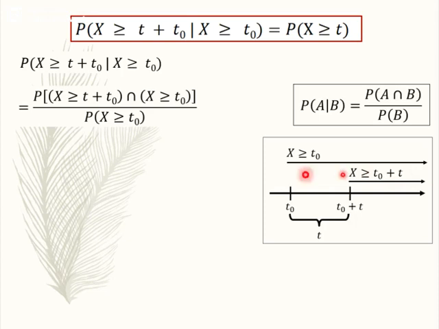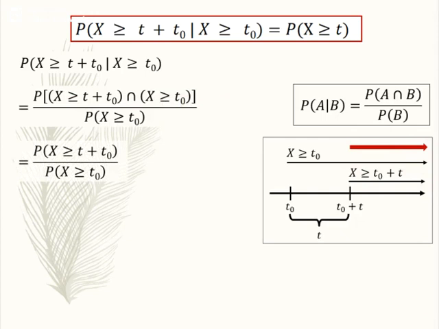Now, if we want the probability of the intersection, we can simplify this by focusing on only the intersection. The only place where both of these two things occur is on this region onwards, in other words, from here to there where I've just added that arrow. So you can simplify the numerator by just writing it as x greater than or equal to t plus t0, because that's where the intersection is.